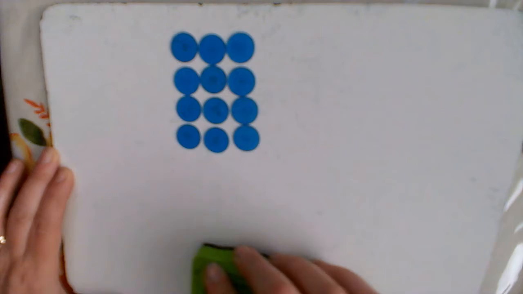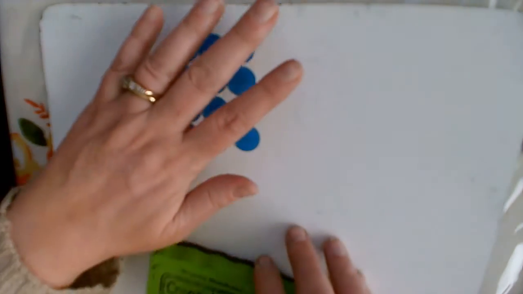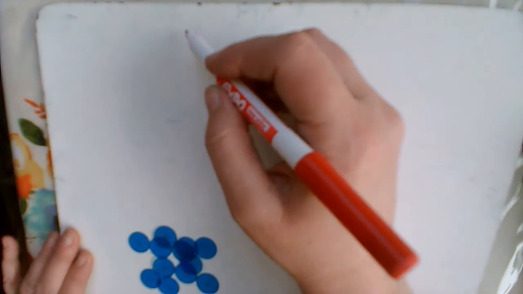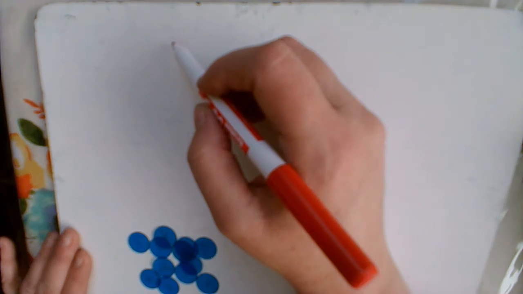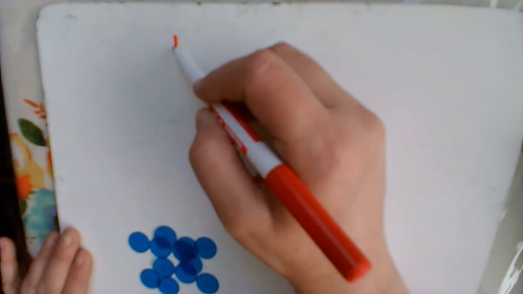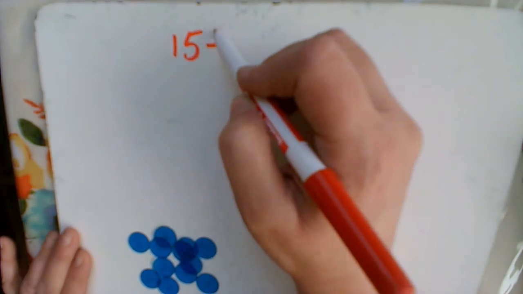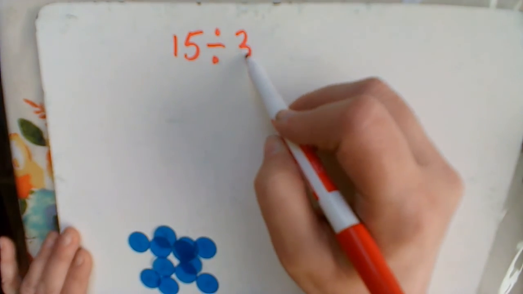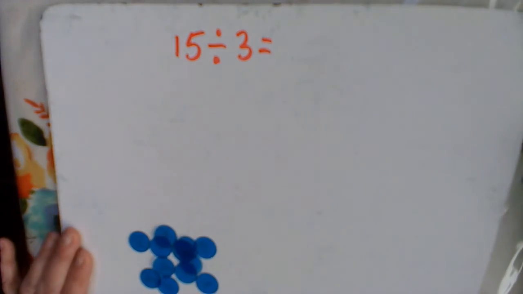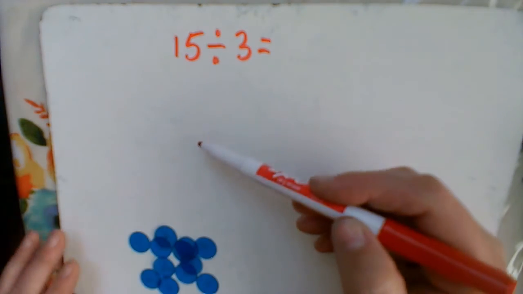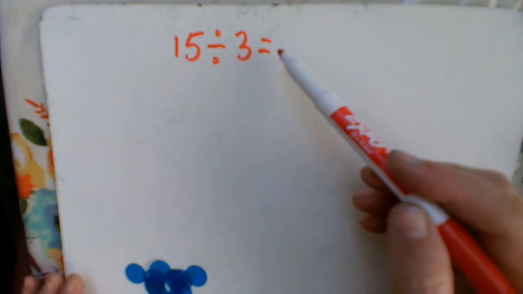You will be solving some problems making arrays and writing the division and related multiplication. You're also going to be asked to use arrays just to solve a division equation. So what if I just had this? What if I had 15 divided by 3 equals? And then I'm asked to make an array to help me get the answer and to show it.